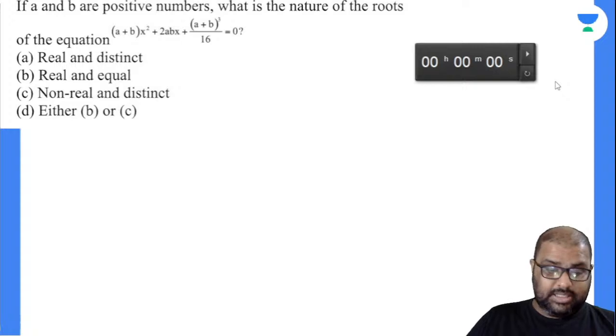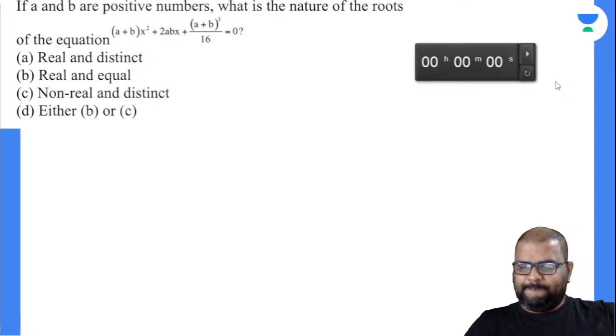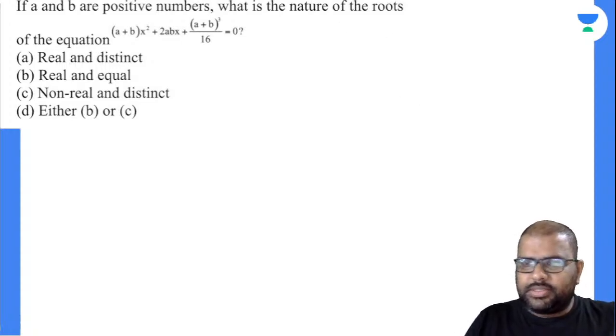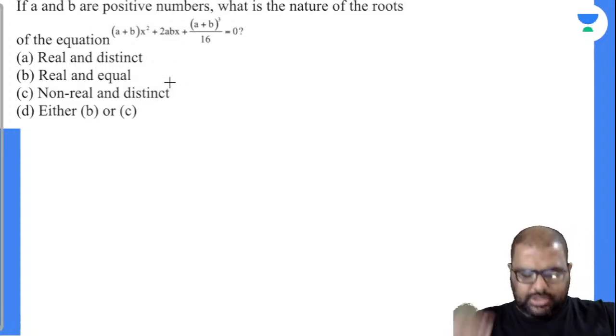Discriminant will be less than 0. Seriously? How can you decide this? Shall I prove this? Of course, this is positive numbers only it seems.